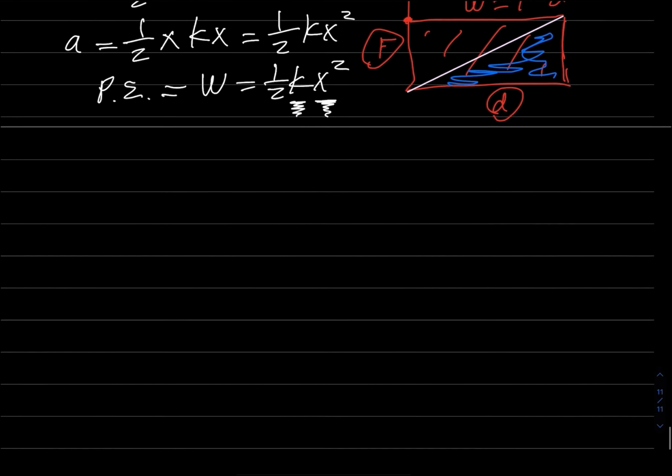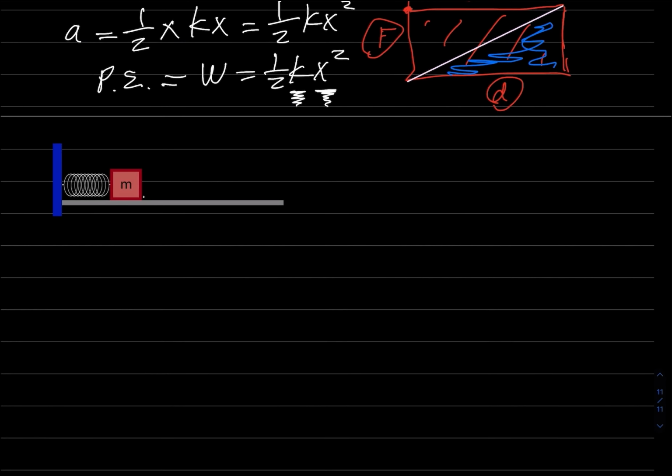So let's work a problem. Here's our mass. It's being held with a little blocker. It's been compressed from its equilibrium position a distance x naught. And we're going to release the blocker. The spring is going to expand, pushing on the mass. And the mass is going to travel out to the right on this friction-free surface with a certain velocity, v sub naught. And we want to find what v sub naught is.